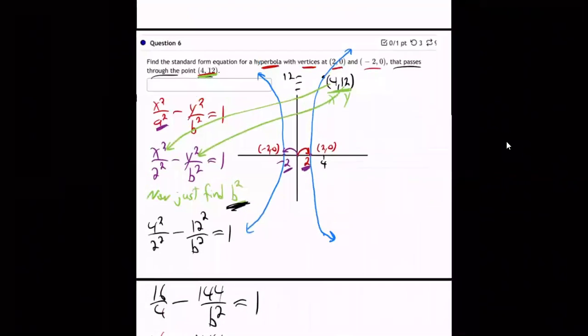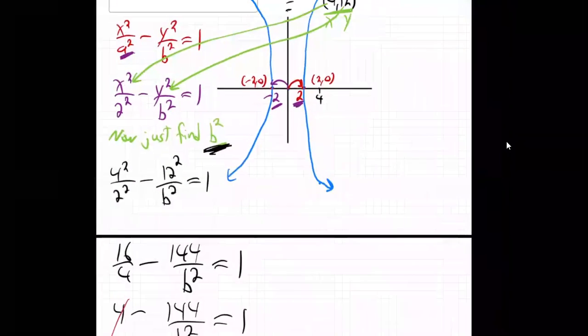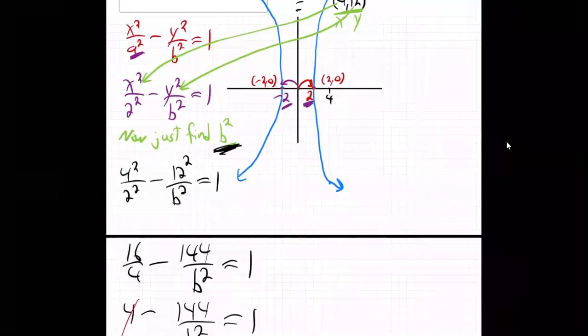Why? How do you know? Well, look what we said right here. We said now just find b squared. So I just need b squared because I just need to finish the equation. I don't need b. I don't need to square root it and find b. I just need b squared because it's b squared that's in the equation. All right, so that's it. Let me bring it down and pop it in and we'll have it.